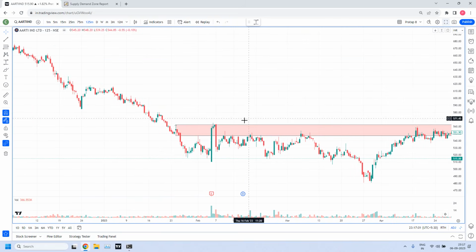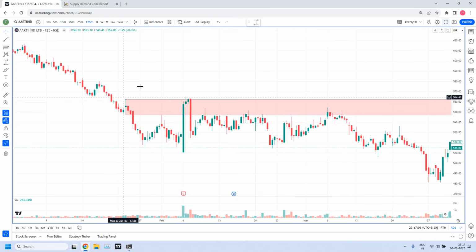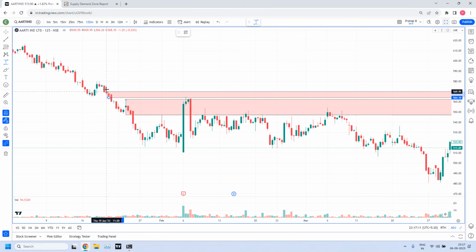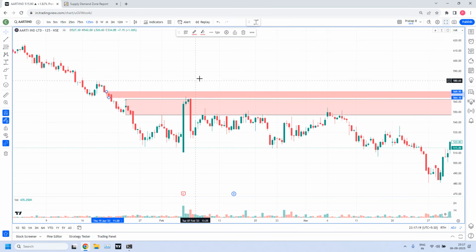Is there any supply zone a little above this? Yes. Here is a supply zone. Drop, base, drop. This is a 125-minute supply zone. Look here. Price went inside this 125-minute supply zone. This is acting as a trap, which is pushing the prices down.